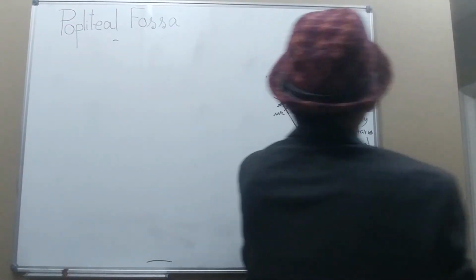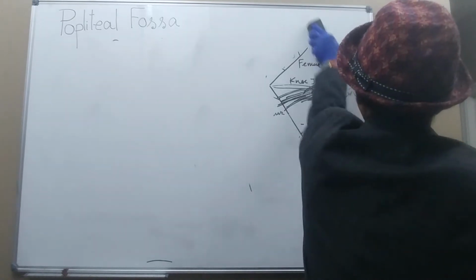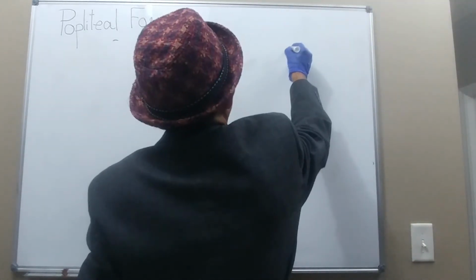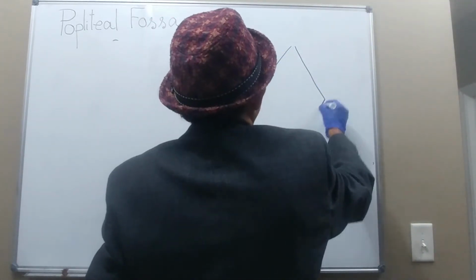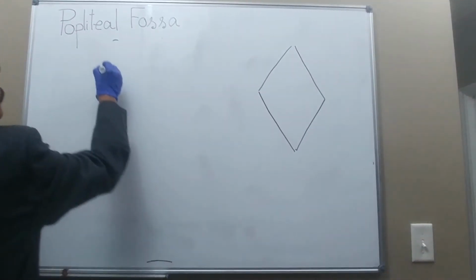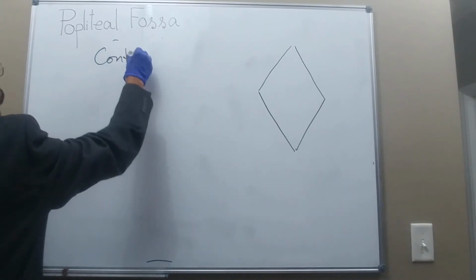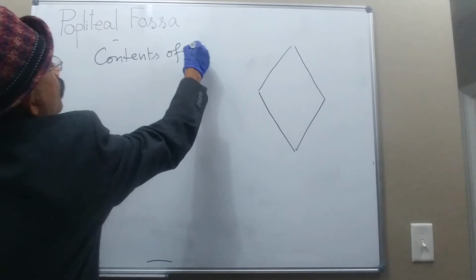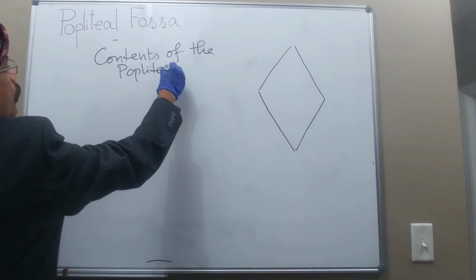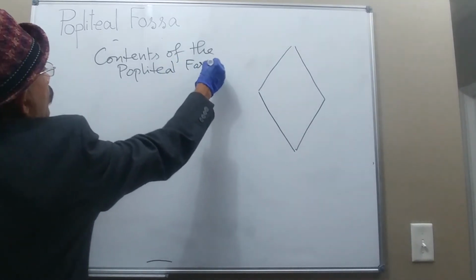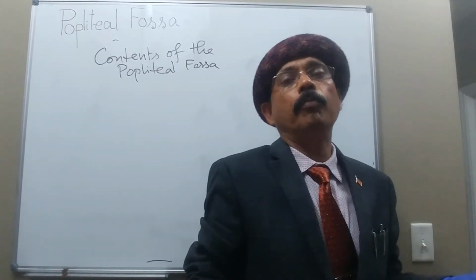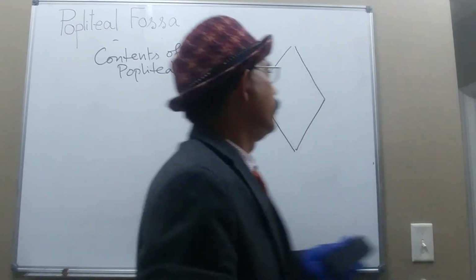Contents of the popliteal fossa. Again, if we draw the diamond shaped space, this is a diamond at the back of the knee joint. What are the contents? Its name is popliteal, so it contains popliteal artery, popliteal vein.